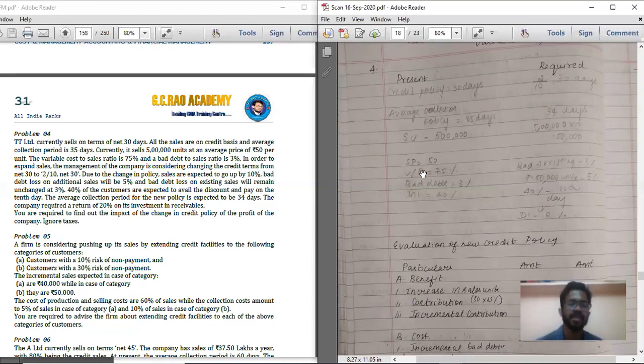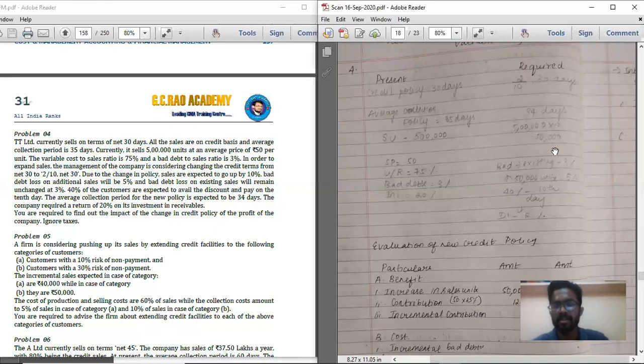Below that, selling price. Here the selling price is 50 rupees. And the variable cost ratio is given as 75%, which means the contribution ratio is 25%. And bad debts under the present policy is 3%, and the interest rate is 20%.